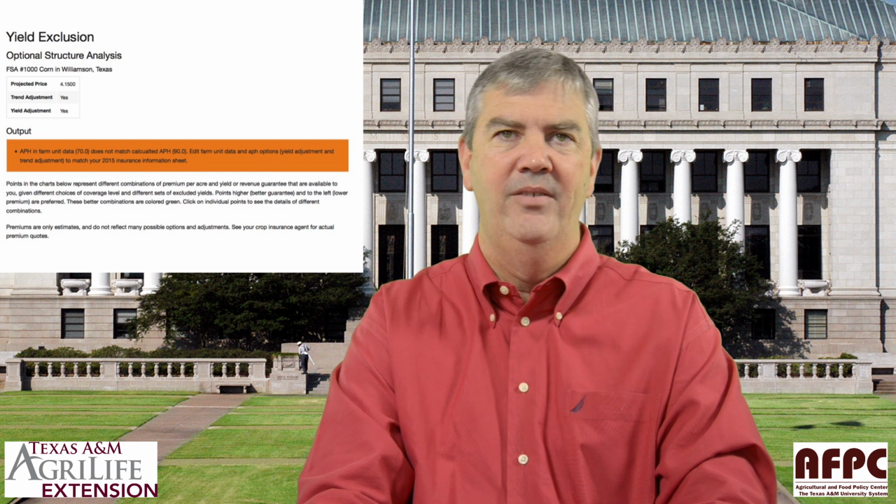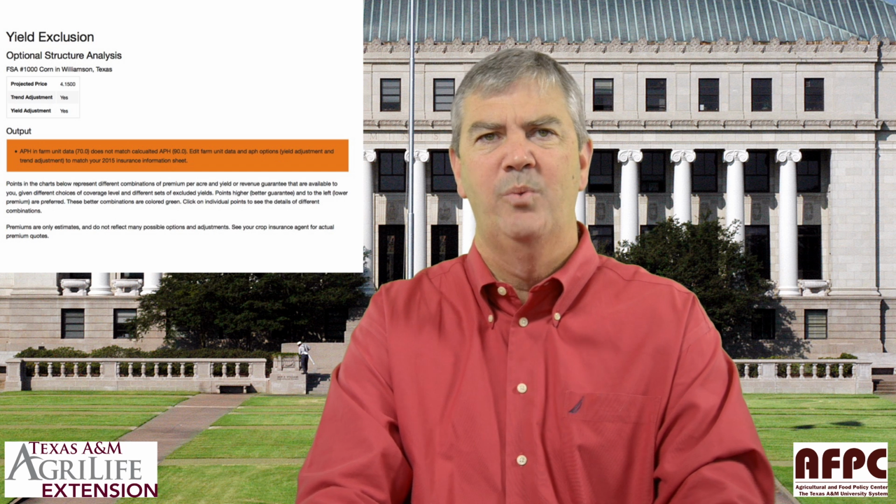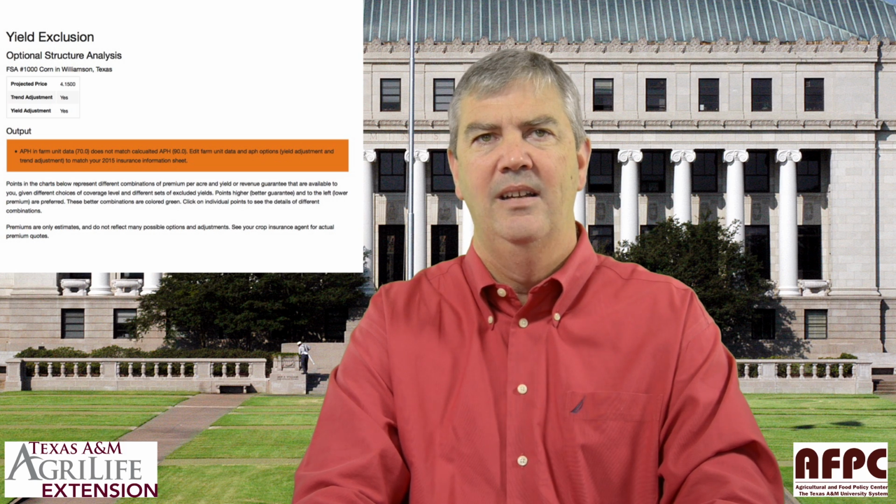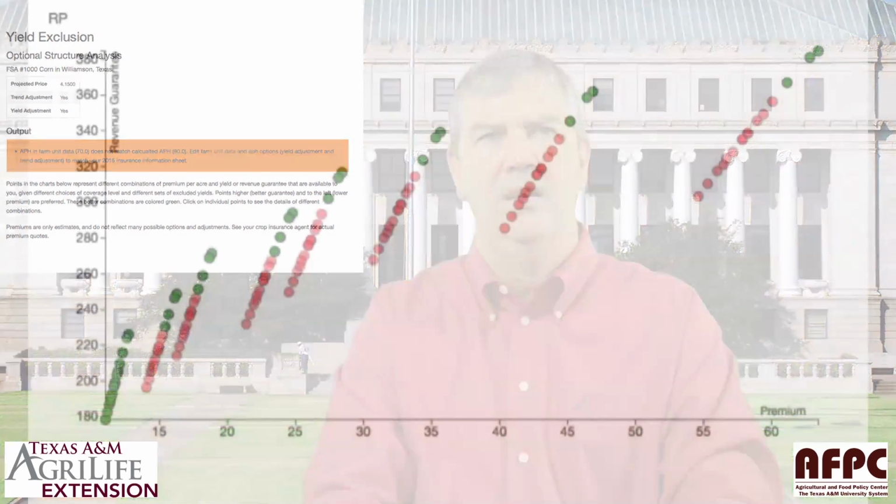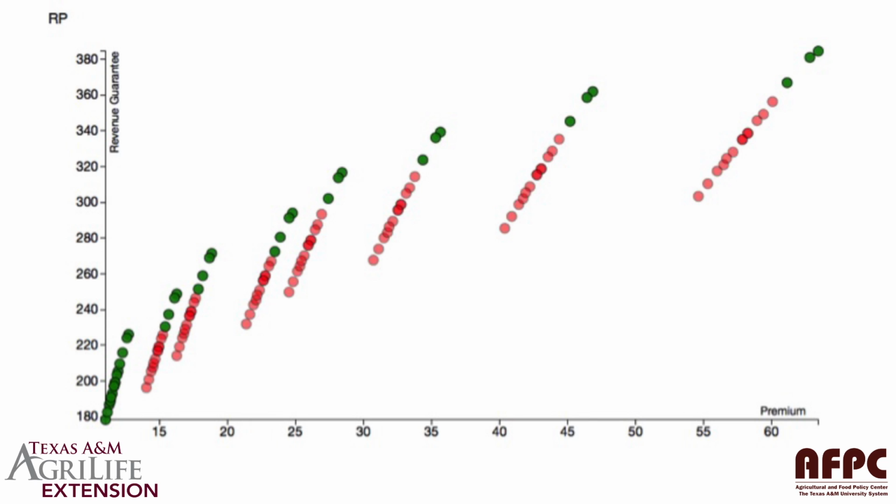So again, I had 5 years of data, but the APH was reflective of 10 years, so I can see it. And you're going to get this message every time they don't match, and it's going to ask you to go and make sure that those things do match. But at the bottom of the page is going to be a series of graphs, and the first one will be for yield. It'll say YP for yield protection. The second will be RP, which is what I'm showing you here, and then the third one will be RP minus the harvest price exclusion.